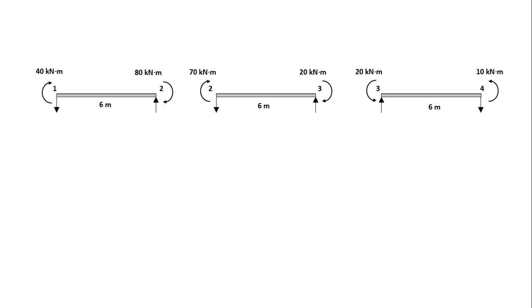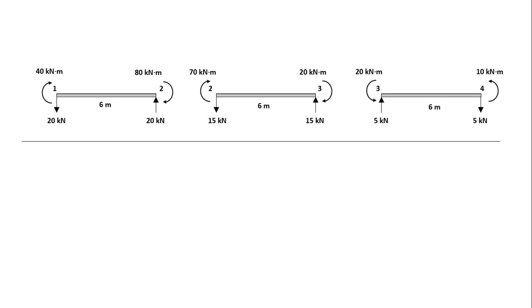Kailangan clockwise yung couple. So, 40 plus 80, 120 divided by 6, obviously that is 20. 70 plus 20, 90 divided by 6, 15. And 20 plus 10 is 30 divided by 6, that is 5. So, tutok natin lahat sa bars na yon. We can see that at point 1, isa lang yan. So, we have a 20 kN load or reaction downward at point 1. So, point 2 naman, 20 minus 15. So, that is 5 kN na upward. Dito naman, 15 tsaka 5 na parehas upward. So, 20 taas. And obviously, 5 kN na pababa.